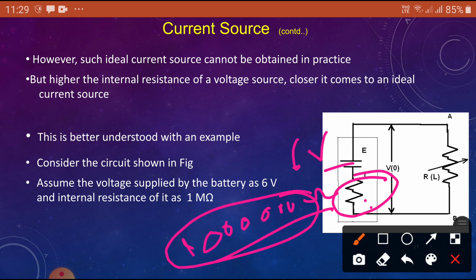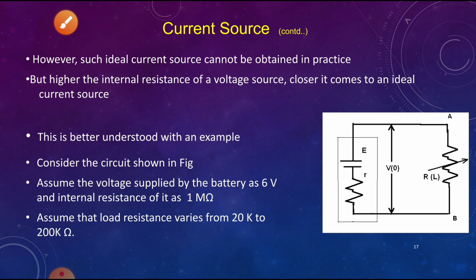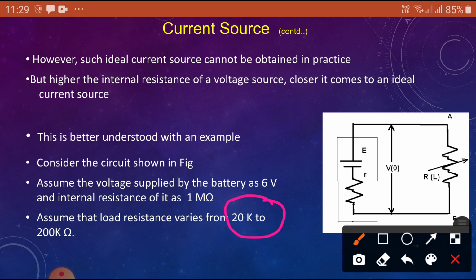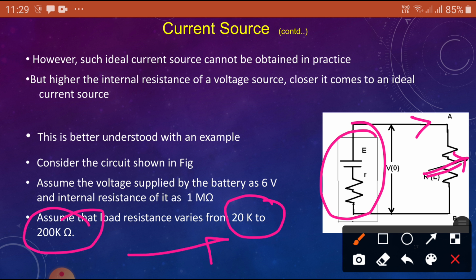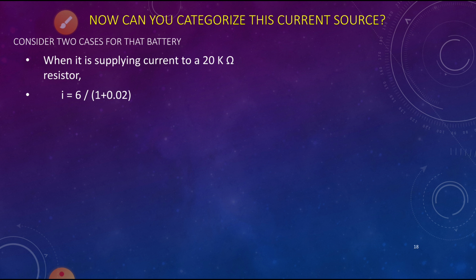So what will happen if this resistance is connected? Then you do the calculation. Assume that the load resistance varies from 20 kilo ohms to 200 kilo ohms. It's nearly a 10 times variation of the load. By changing this one, the current changes. How this value changes, we will see now. Now, consider the two cases. Previously it was supplied with a load of 20 kilo ohms. Now what has happened here?